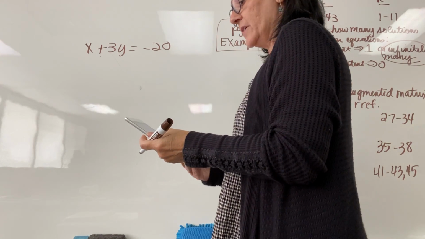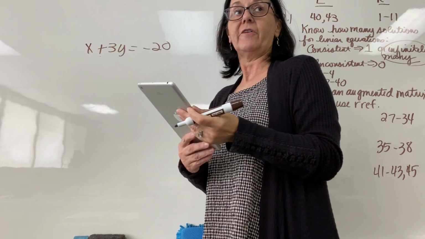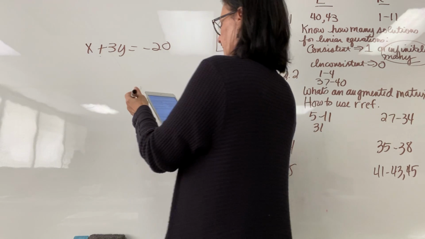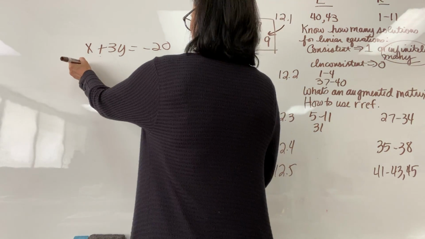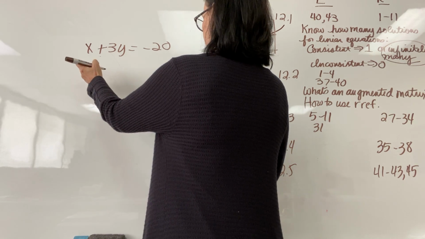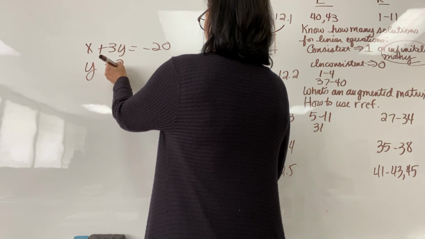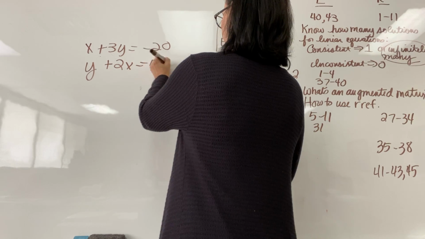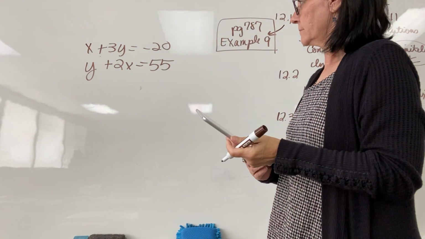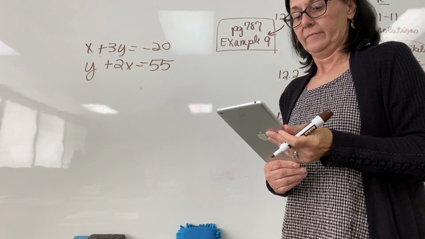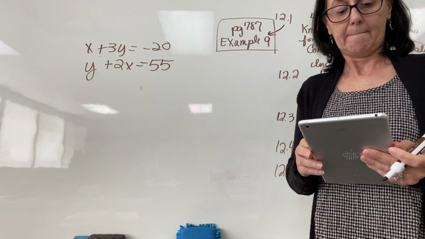The sum of the second number and 2 times the first. 3y plus 2y. I think it's the sum of the second, not 3 times the second, right? And 2 times the first is 55. And then you could solve that, right? Mm-hmm.